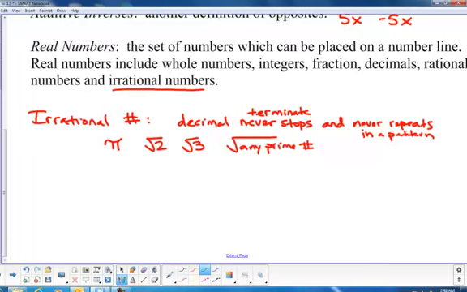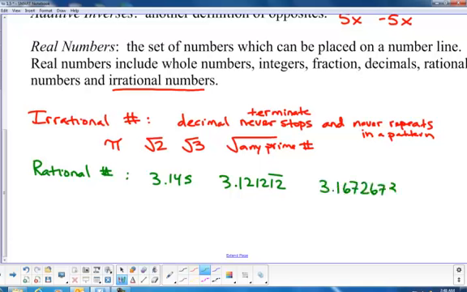So a rational number is everything else. So that is a decimal that stops, 3.145. That is a decimal that repeats, 3.12, repeating. That is like if you had 3.1672673647891. There are a bunch of 7s, but it doesn't repeat in a pattern. So this terminates. It stops. So that's how we know it's rational.